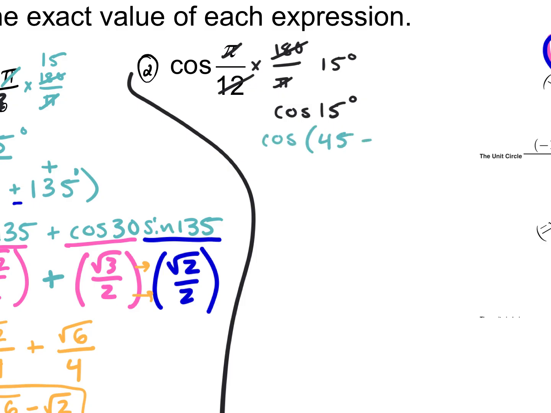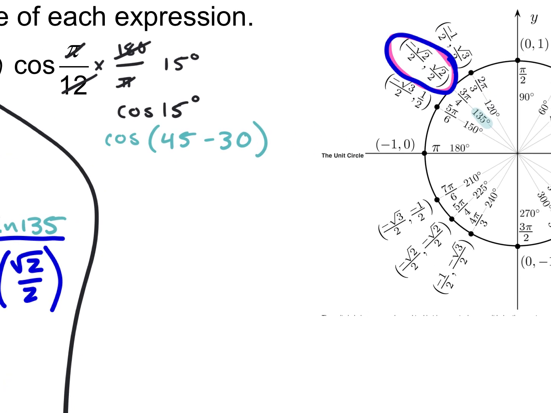45 minus 30, perfect. Now again, there's more than one right answer. You could have said 225 minus 210. But these are good small numbers, they work. You could have said 60 minus 45. There's more than one right way. You'll end up with the same answer at the end. So we have 45 minus 30.